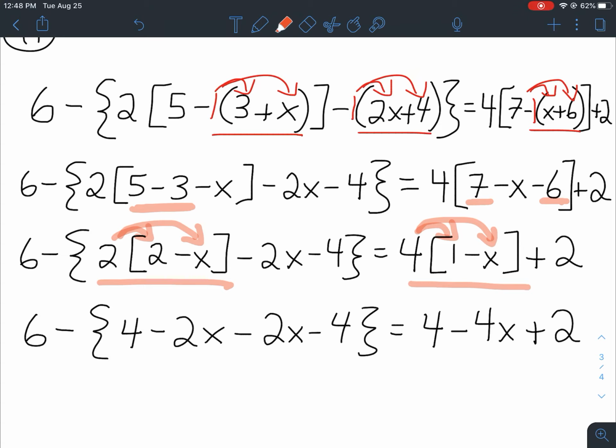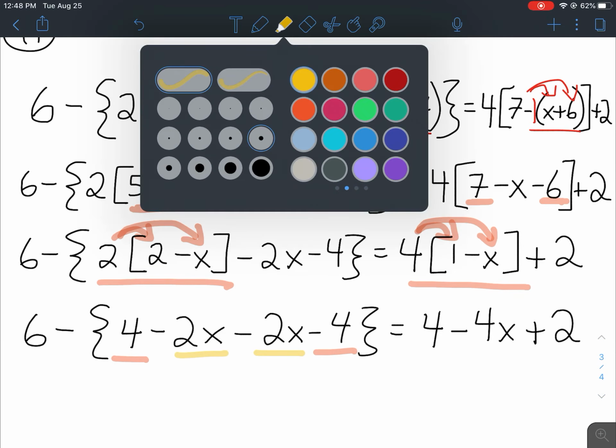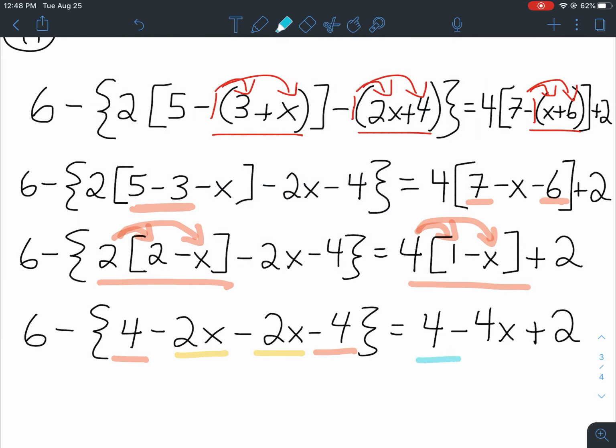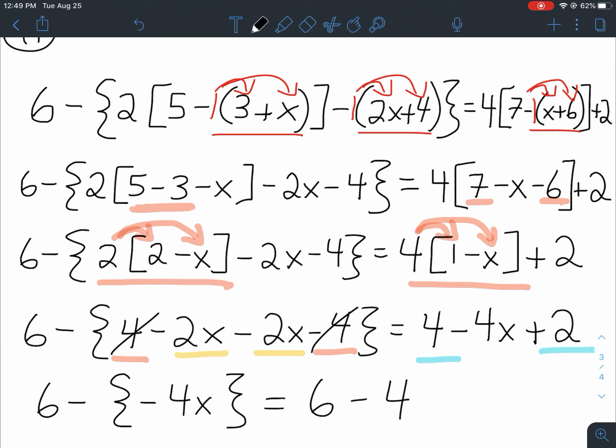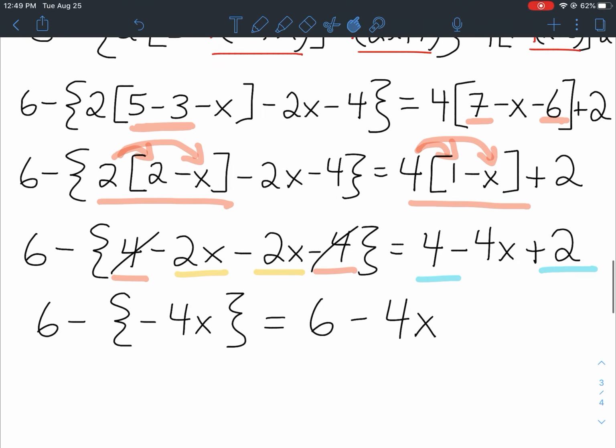And now same as before, combine your like terms on the same side. So I have 4 minus 4 here. I have -2x minus 2x. And then on the other side, I have 4 and 2. So when I combine those together, I'm going to combine 4 minus 4. Well, 4 minus 4 cancels. It's just 0, so I don't need to write that. -2x minus 2x is -4x. And then 4 and 2 on the other side make 6 minus 4x.